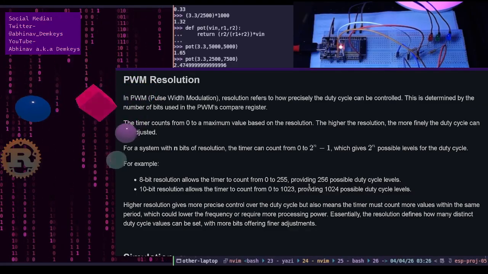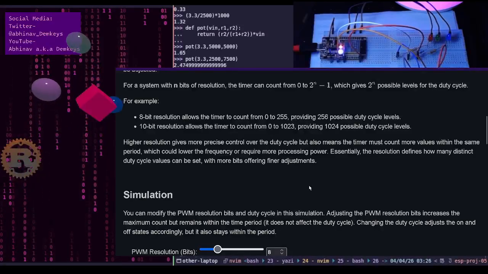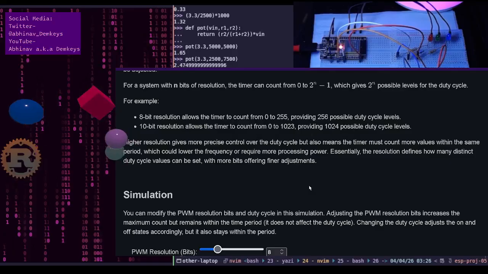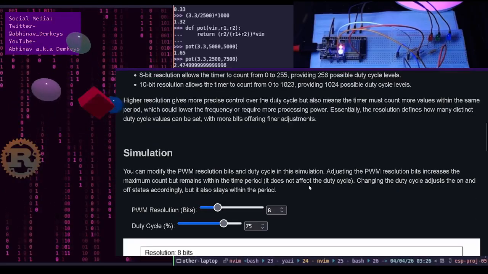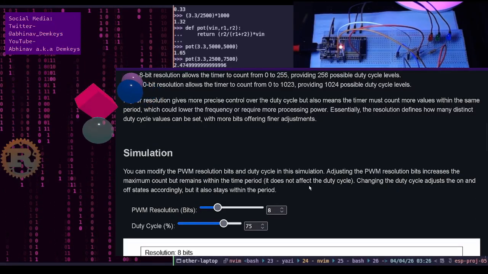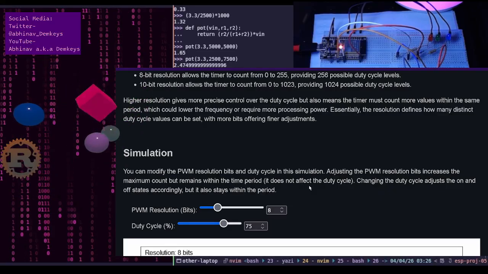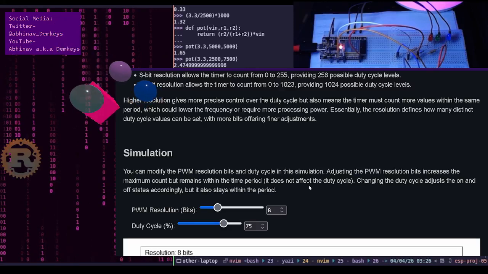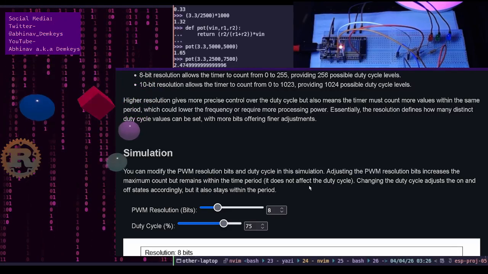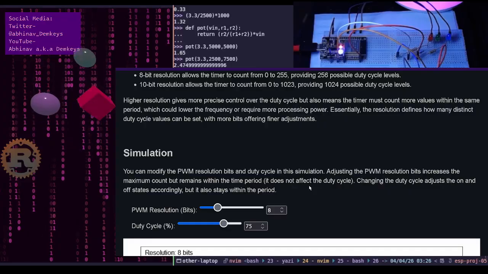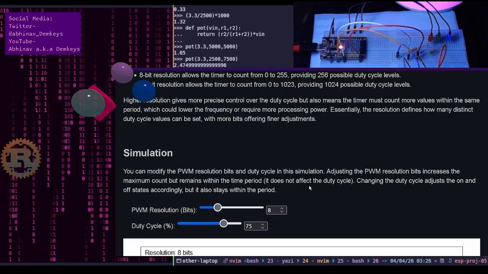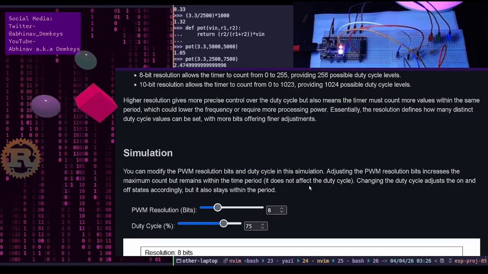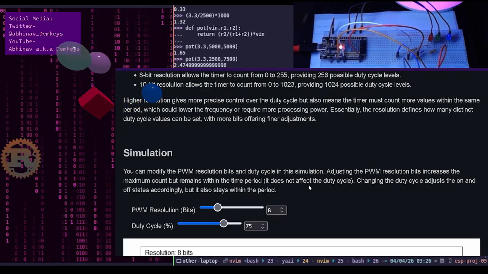10-bit resolution allows the timer to count from 0 to 1023, providing 1024 possible duty cycle levels. Higher resolution gives more precise control over the duty cycle, but also means the timer must count more values within the same period, which could lower the frequency or require more processing power. That makes sense. Essentially, the resolution defines how many distinct duty cycle values can be set, with more bits offering finer adjustments.